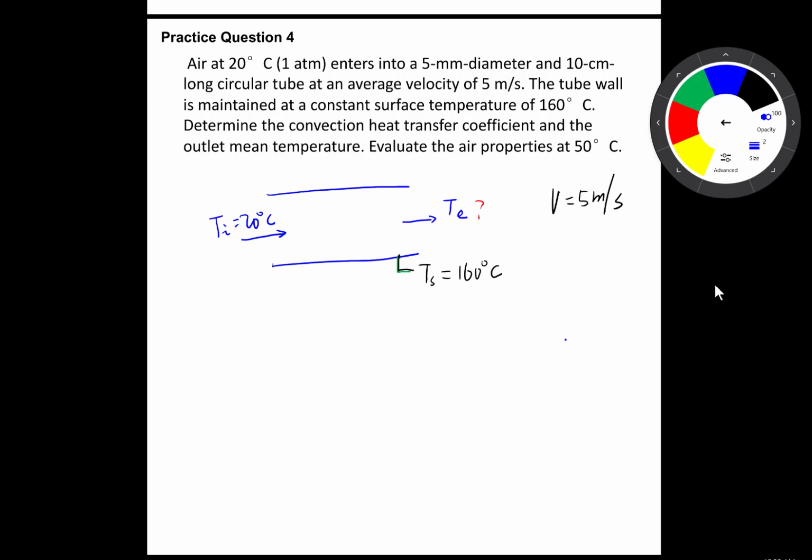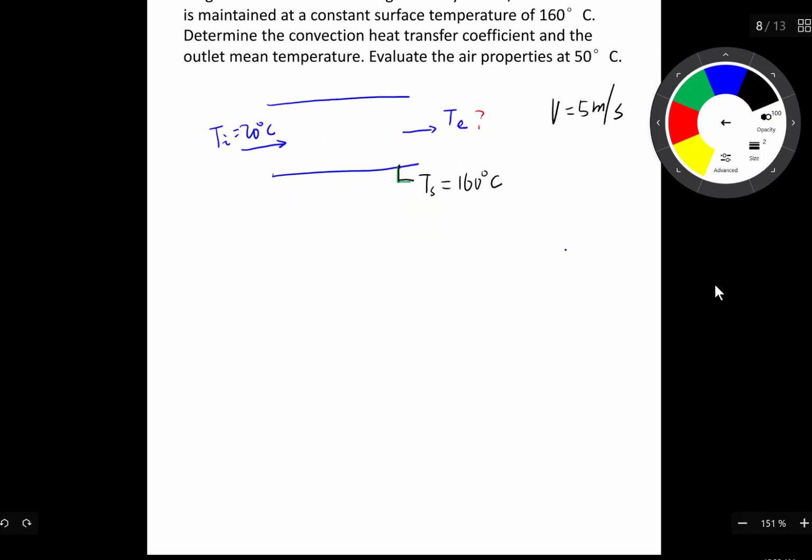So again, constant surface temperature. We know two of the temperatures among Ti, Te, and Ts. We want the third one. So which equation comes to your mind first? Yes, it is this equation again.